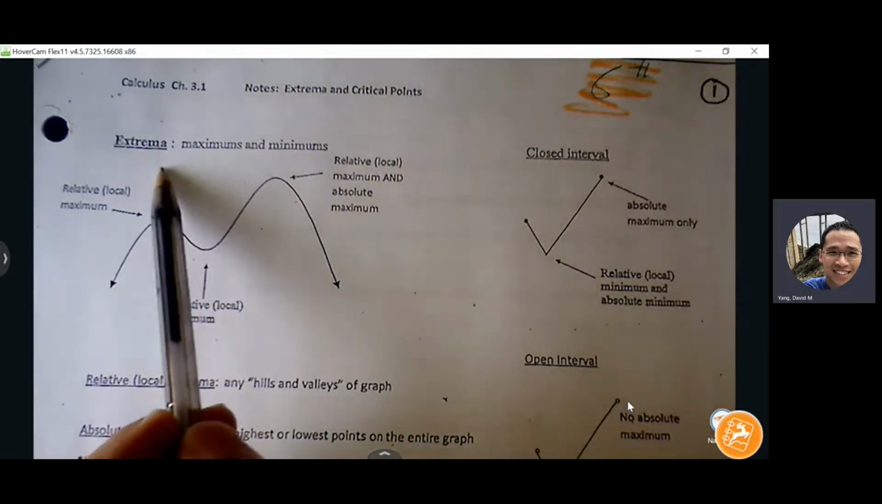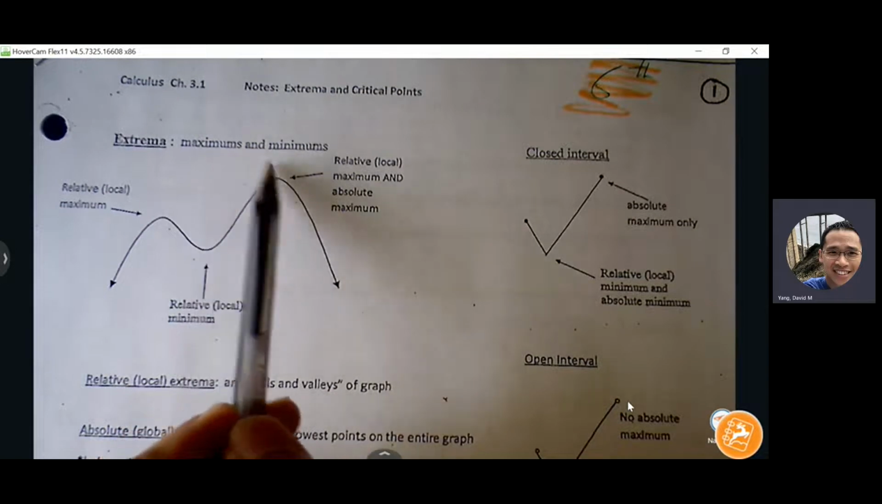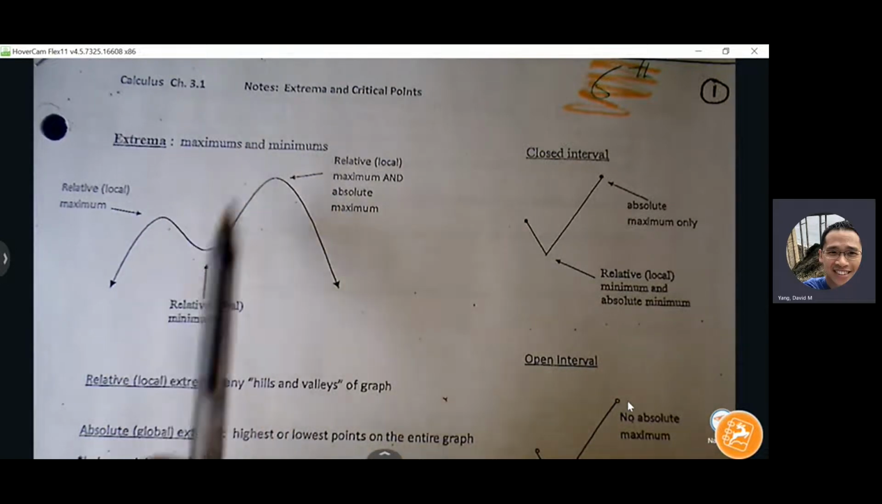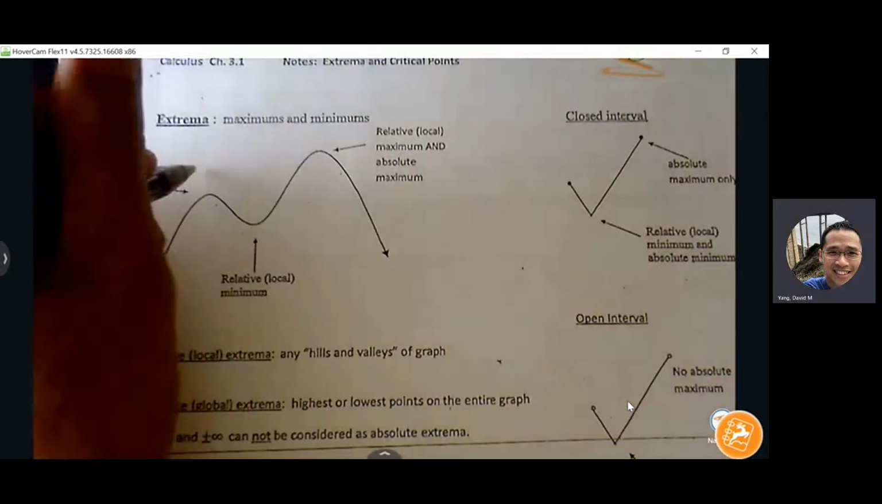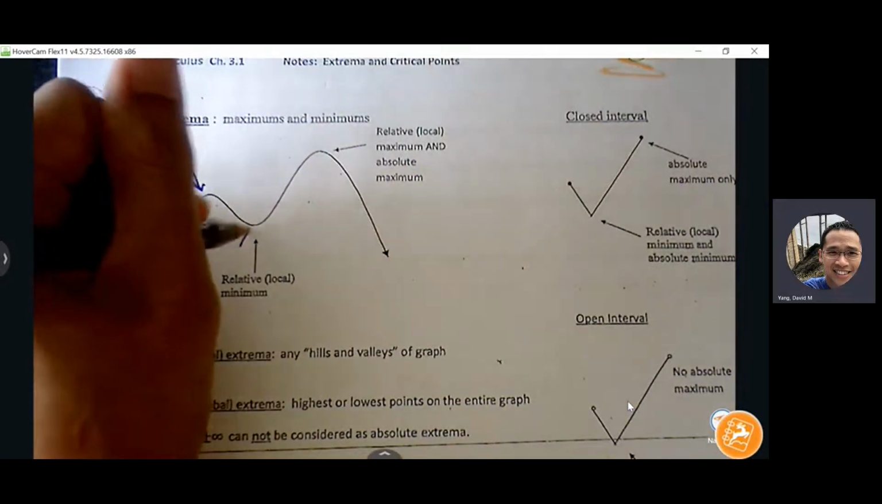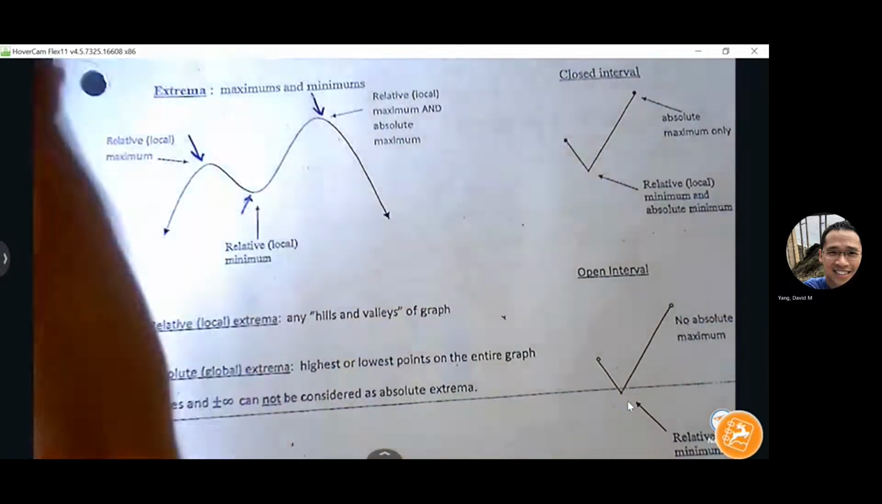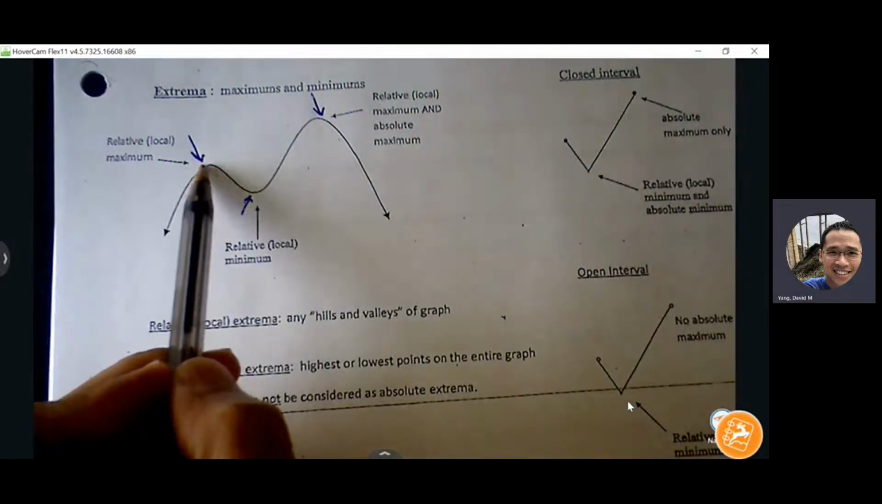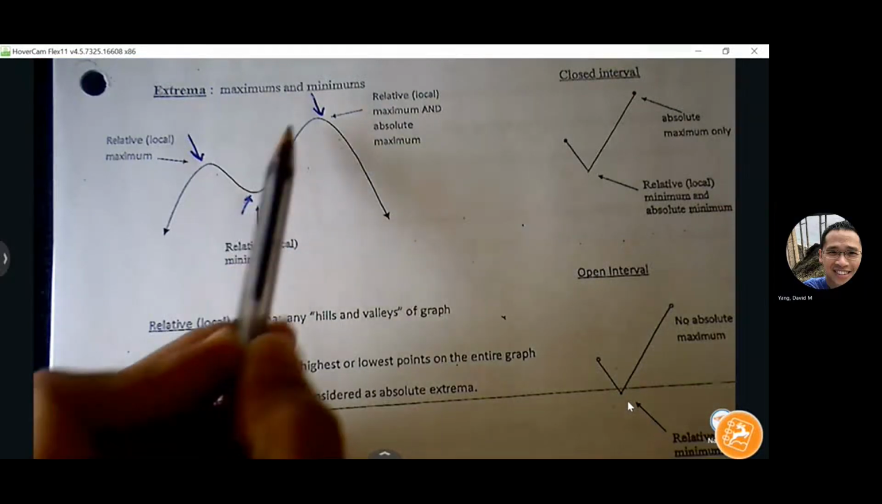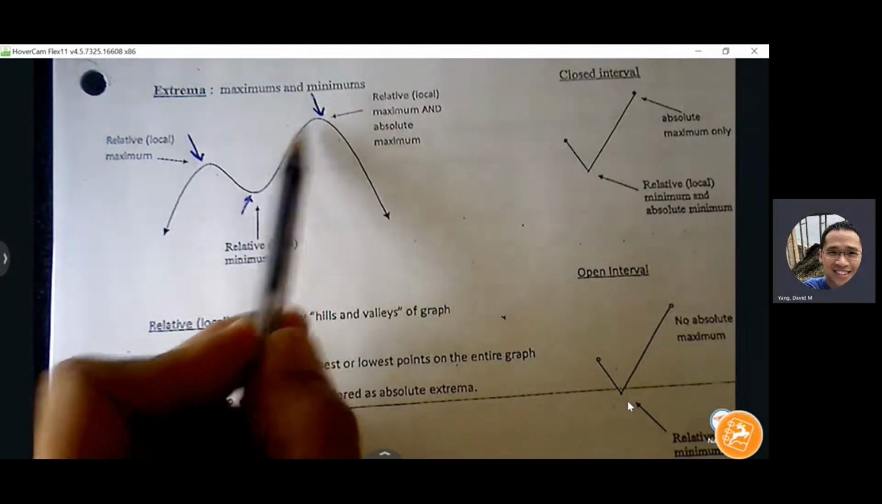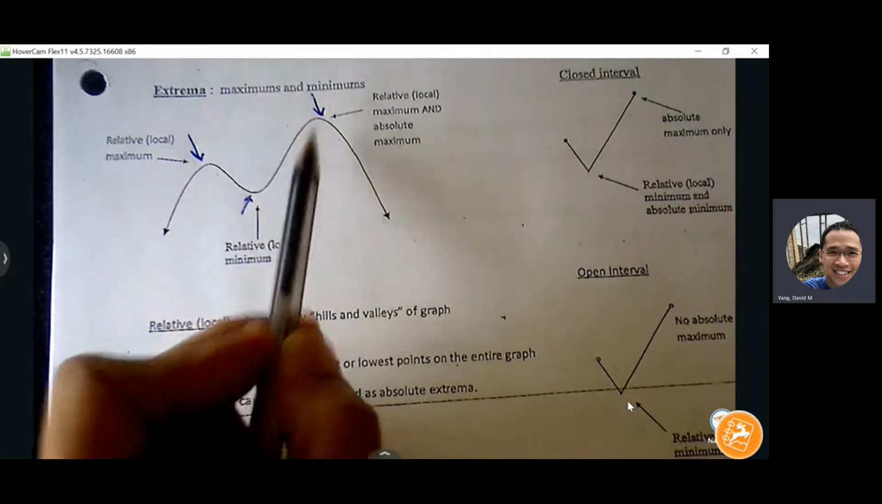Okay, so extrema. Extrema is another word for max and mins. Max and mins are the peaks and valleys of our graph. Now, we call these relative max and relative mins. Hills of the graph are relative max. Valleys of the graph are relative min. It's another hill. So 2 hills, we have 2 relative max and 1 relative min.